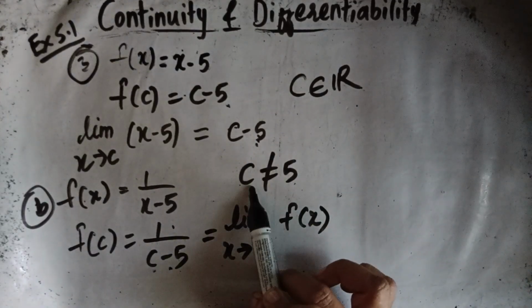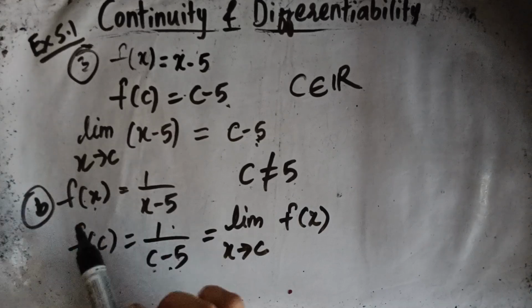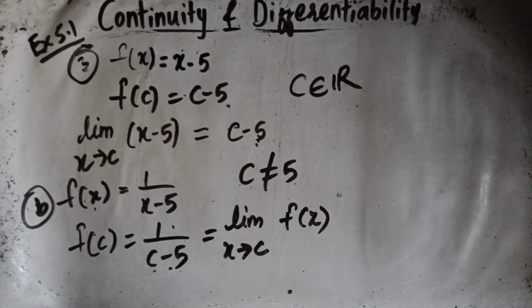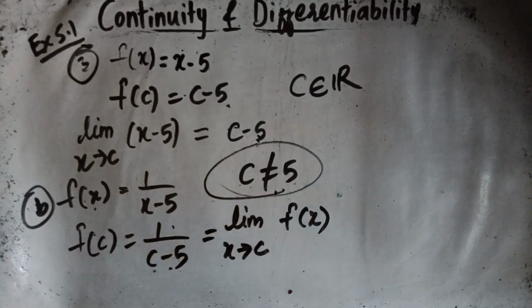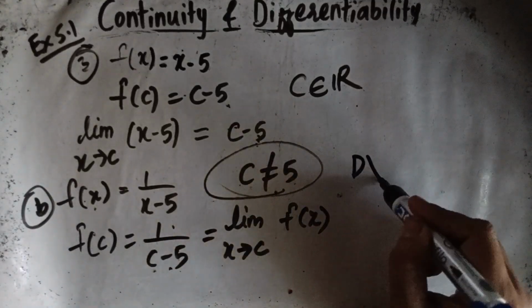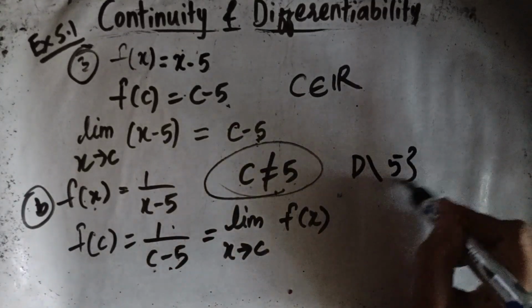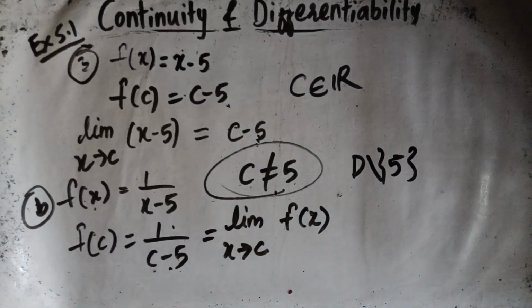So this c is from the domain, right? We are taking points from the domain. So this condition should be there for the domain. We have to remove 5 from the domain.